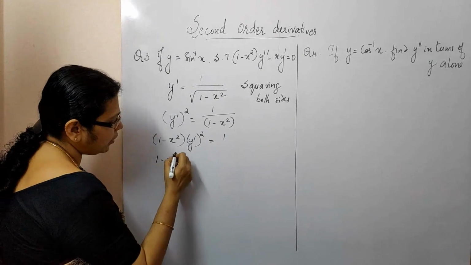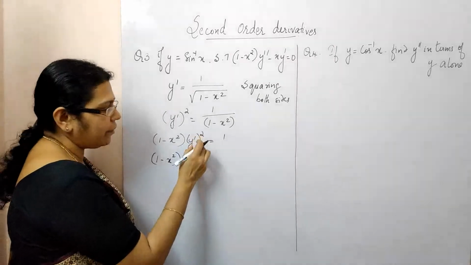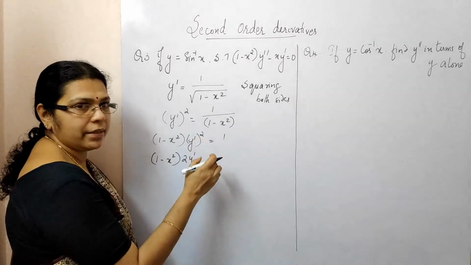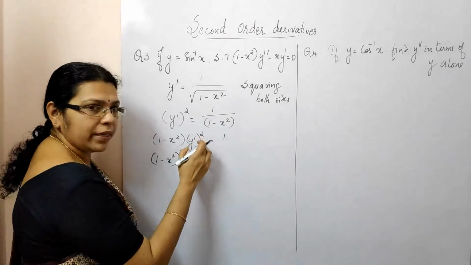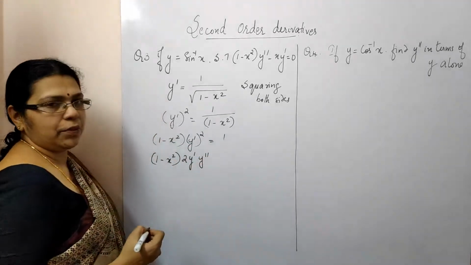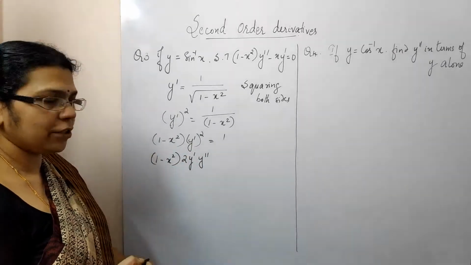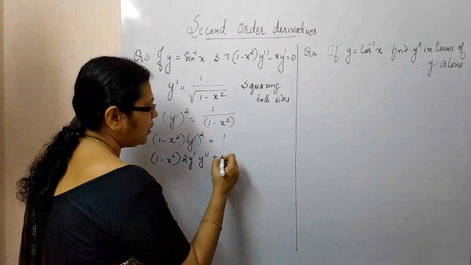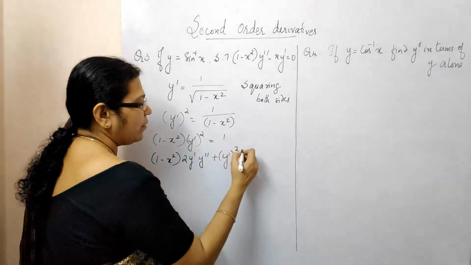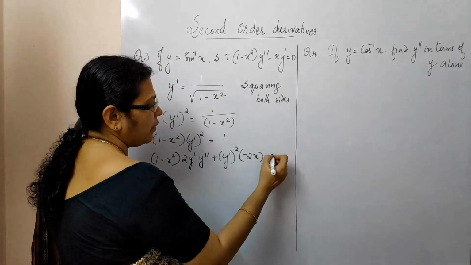First function into derivative of this, that is 2y dash. If y dash is considered as x square, then the derivative is 2x, right? Here it is y dash the square, so 2y dash, and the derivative of y dash is y2 dash. Am I clear? 2y dash into y2 dash, plus y dash the square, second function into derivative of the first, that is minus 2x, is equal to what? Derivative of 1 is 0.